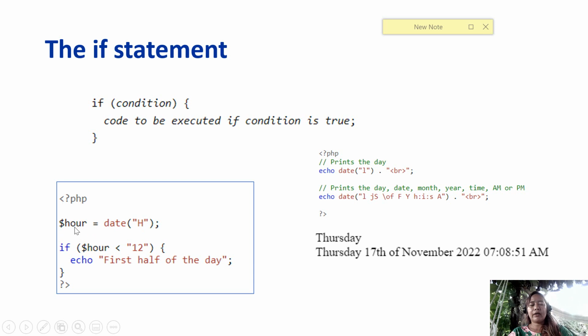So hour here is going to be a string, no? It will be a string because the return value of date is a string. So it's going to return 9.